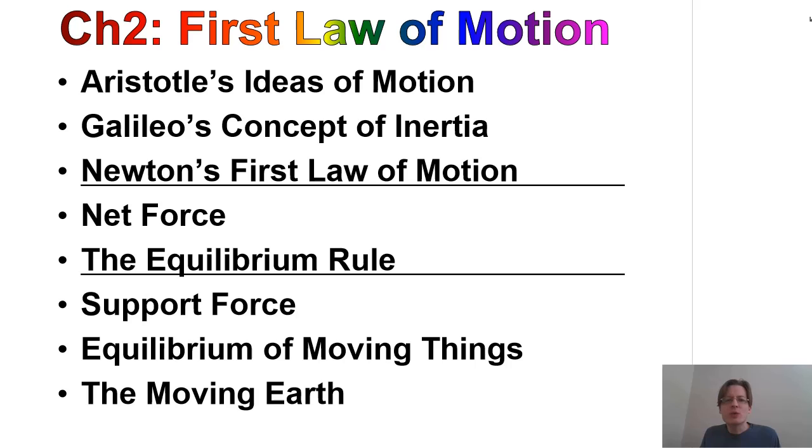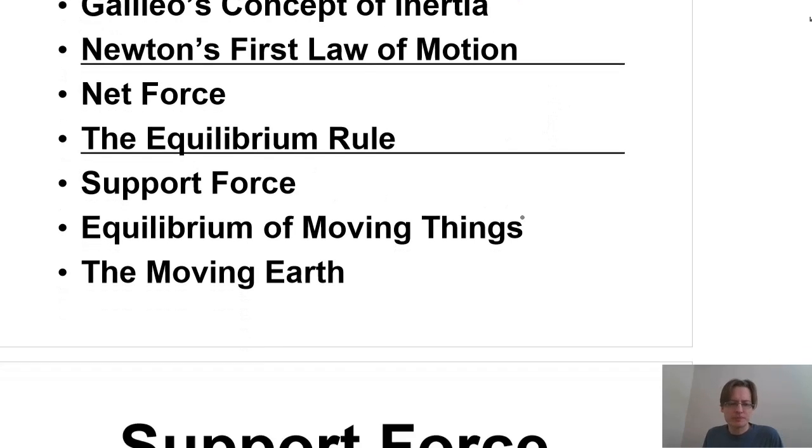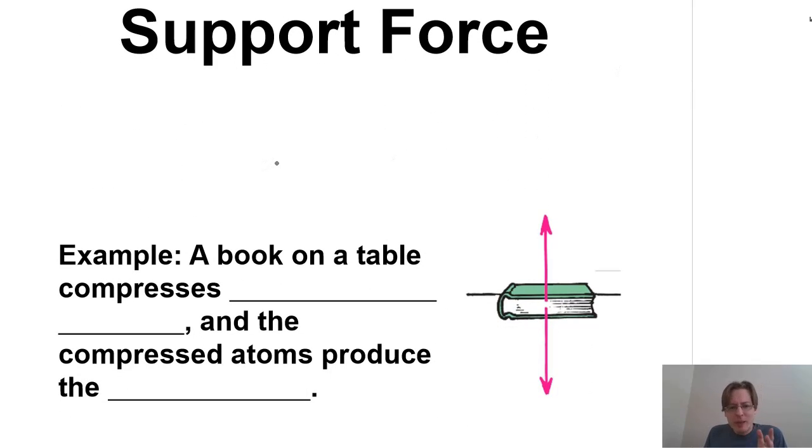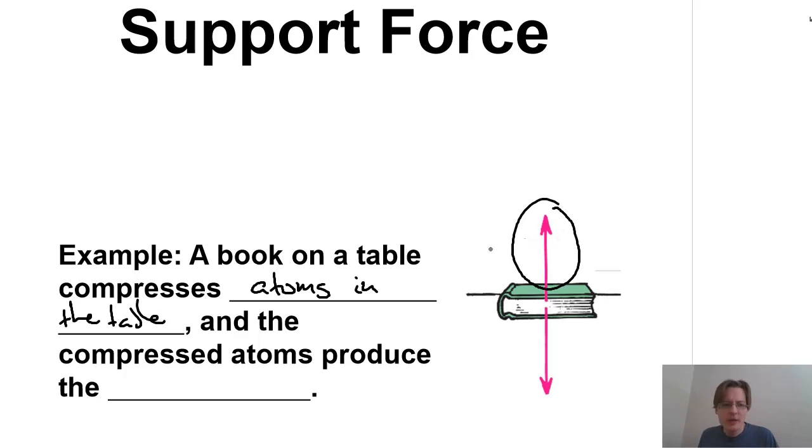What force is preventing you from falling downwards? Well, this is what we call a support force. A support force, an example would be a book resting on a table or you standing on the ground. The book on a table compresses the atoms in the table slightly, and those compressed atoms push back up on the book and produce what we call a support force.